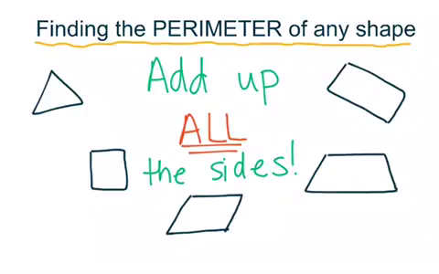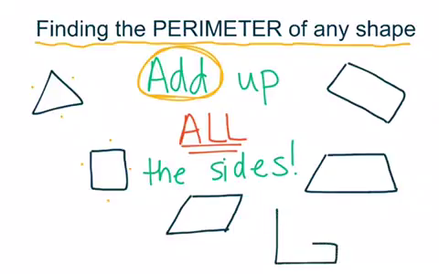So let's talk about how you would find the perimeter of any shape. We are going to use the idea of addition, and we are adding up all the sides. So if there are 3 sides to a triangle, we're adding 3 numbers together. If there are 4 sides of a square, we're adding all 4 sides together. Same thing for some of our other shapes. If we have, like I said before, some irregular shape, we're adding up all the sides of that irregular shape in order to find the perimeter.